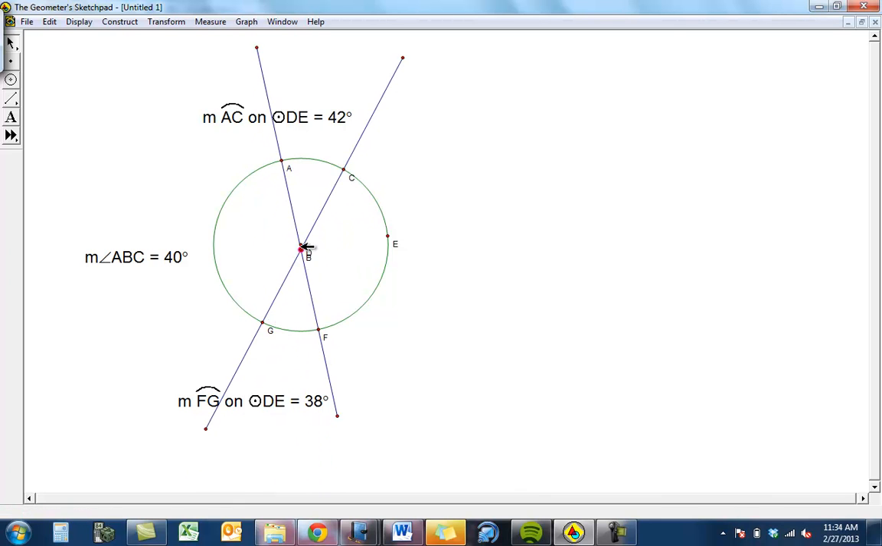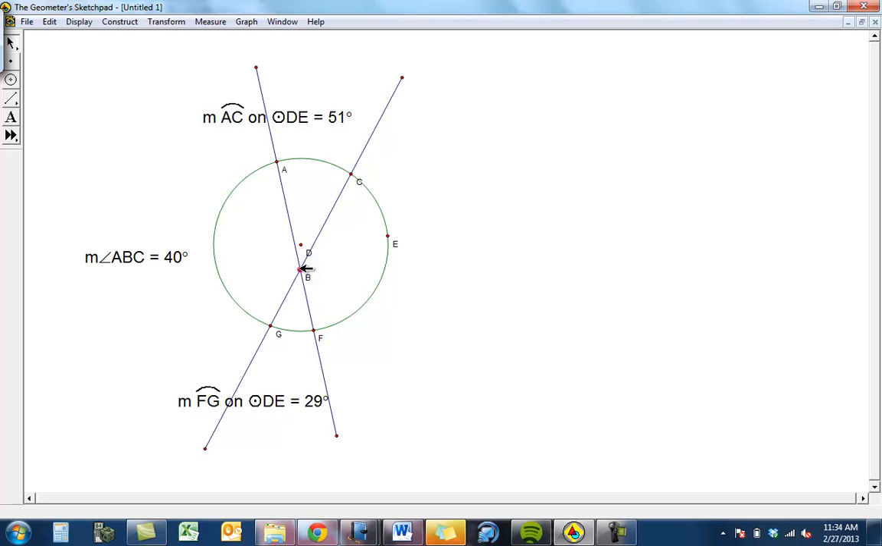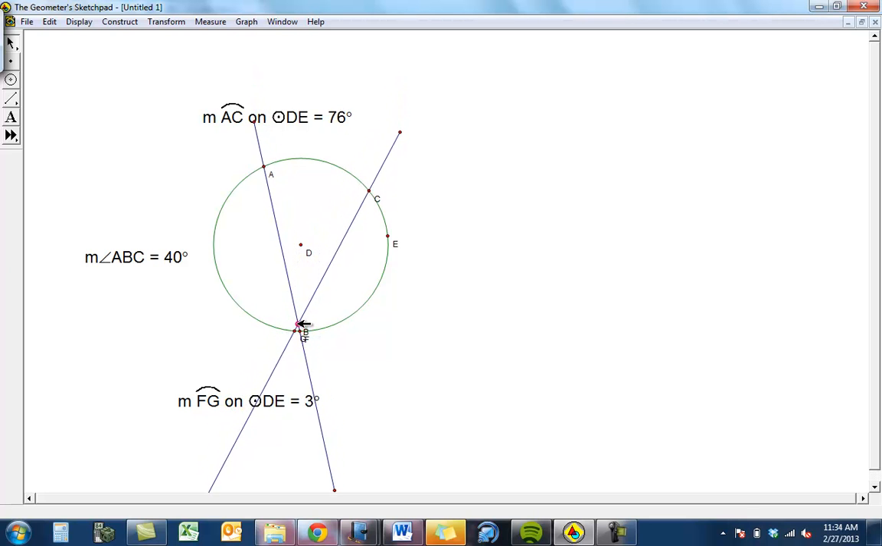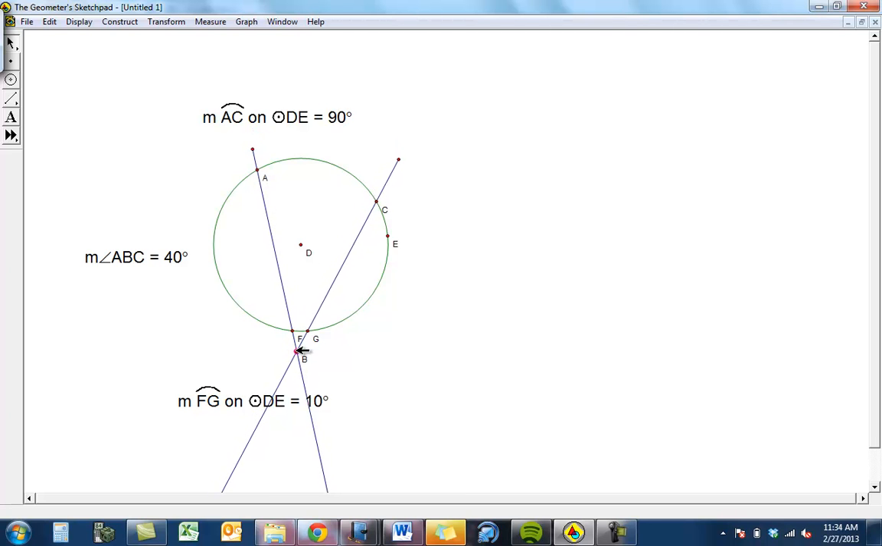Half of that is still 40. All right, so when it's at the center, it's equal. As long as the vertex is inside, it's 1/2 the sum, or the average. When it's on there, it's 1/2 straight up, and when it's outside, it's subtraction.